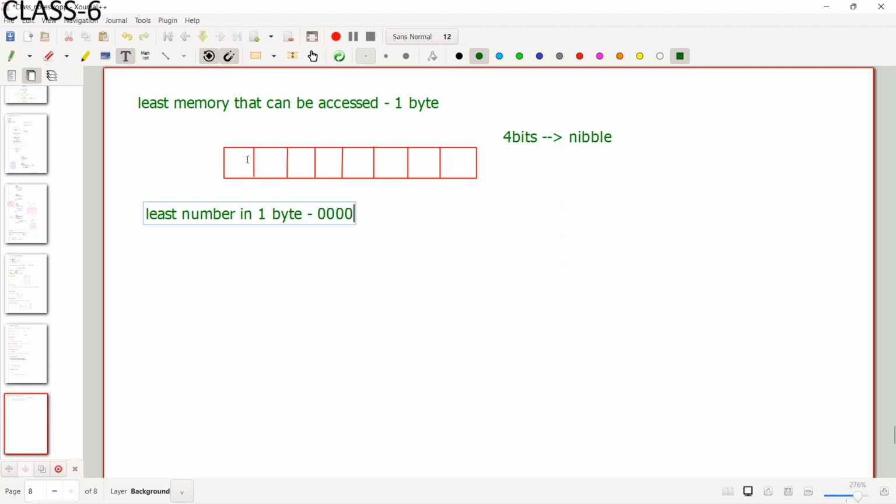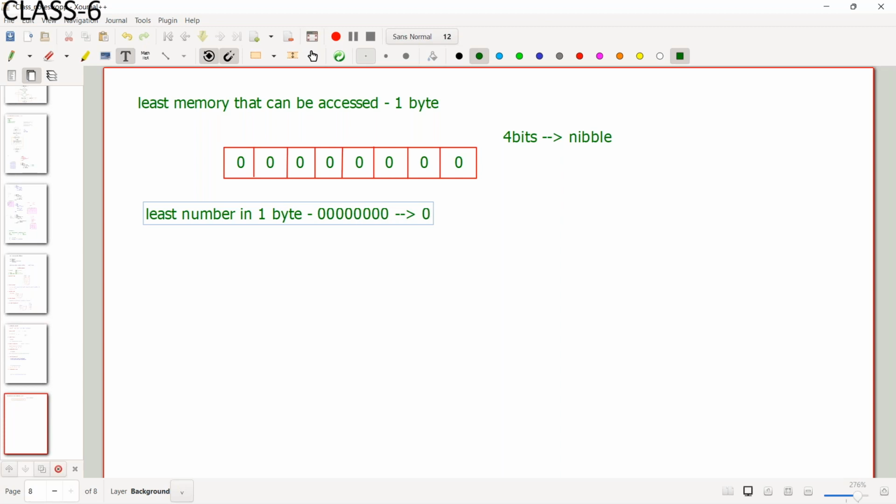Okay, I'm telling like this. In this 8 bits, if I store 0, 0, 0, 0, 0, 0, 0, 0, this is the least number that I can store in 1 byte. And this is nothing but, in decimal, 0.